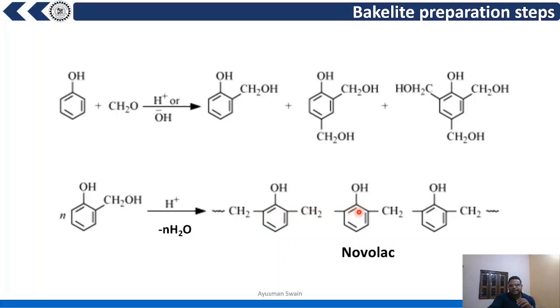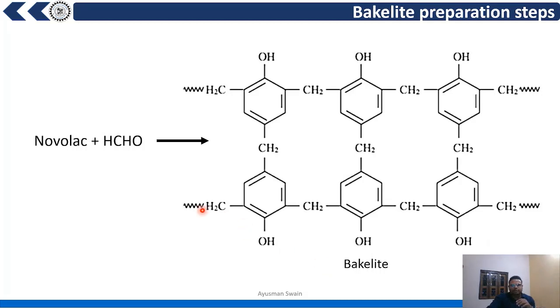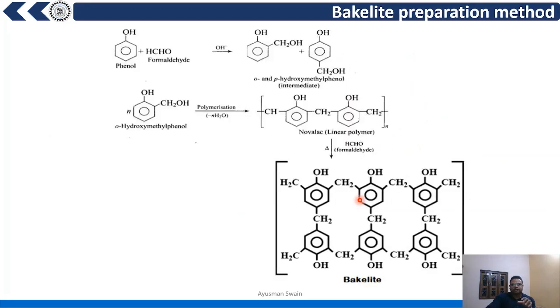It will give a straight chain compound which is known as novolac. And this novolac again on reaction with formaldehyde, it will give Bakelite, which is a three-dimensional polymer. So there is a bridge of CH2 methylene bridge between different layers. So this is a three-dimensional polymer. At a time you can see this is the whole step.